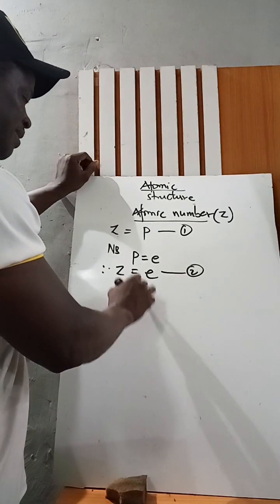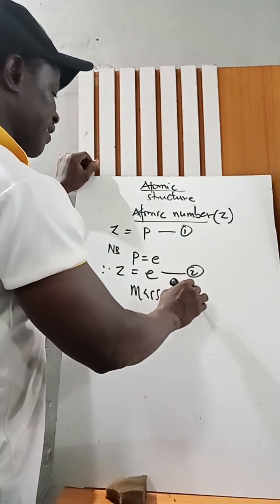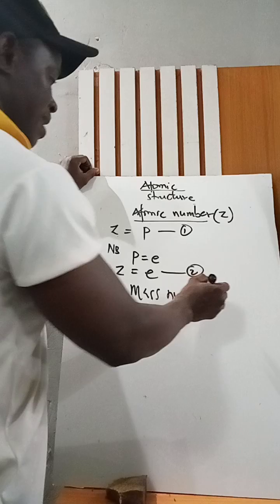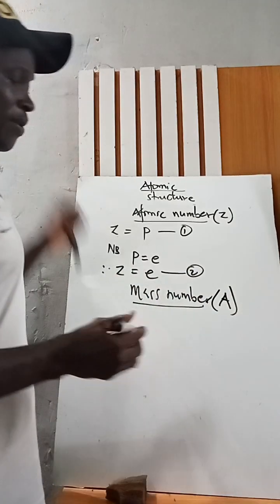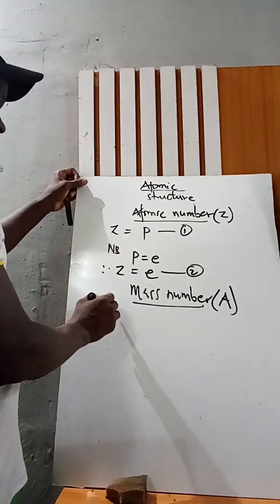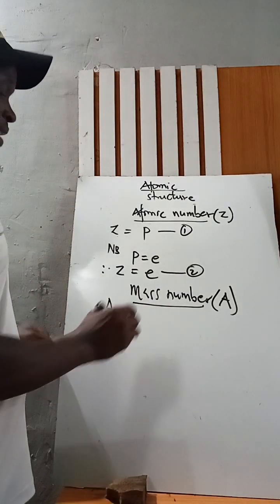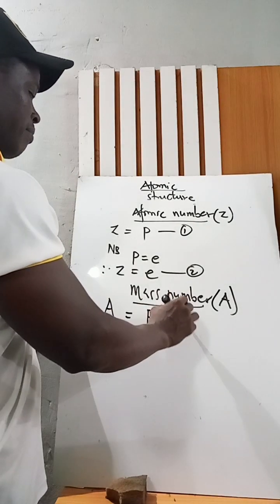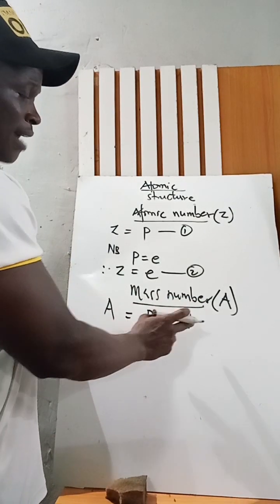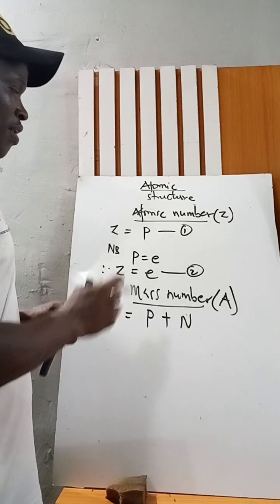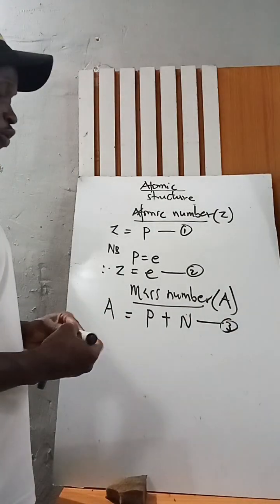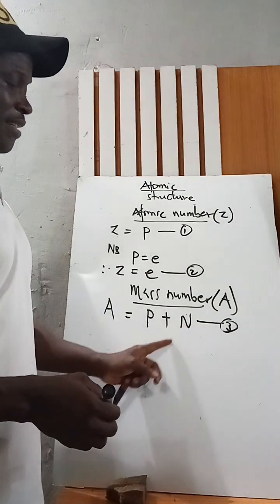Okay. The next thing is mass number. What is the mass number of an element? Before I tell you what mass number is, what is its symbol? It is A. Mass number is represented with A. So what is mass number? Mass number is defined mathematically as the sum, sum means addition, of proton and neutron. I call that one equation 3. So the sum of proton and neutron is known as mass number.